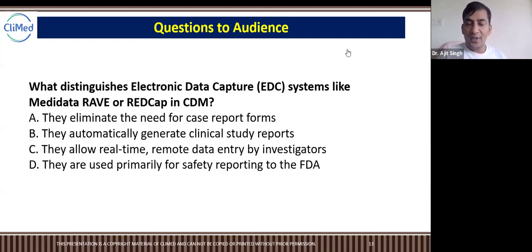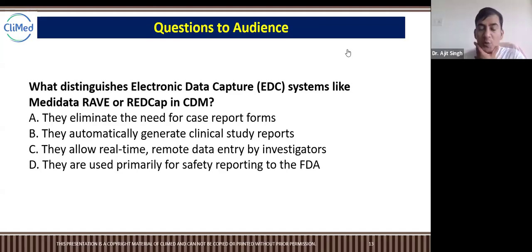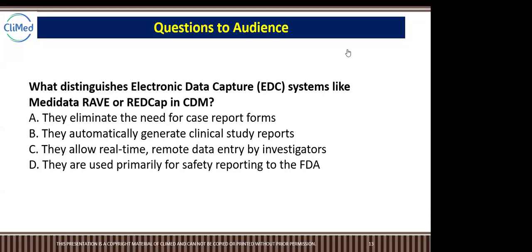How many of you have worked with electronic data capture systems, EDCs? We'll discuss this question first. How many of you have worked on EDCs? Anyone who has worked on EDC before? What was your project and which project did you do? Tell me, guys.